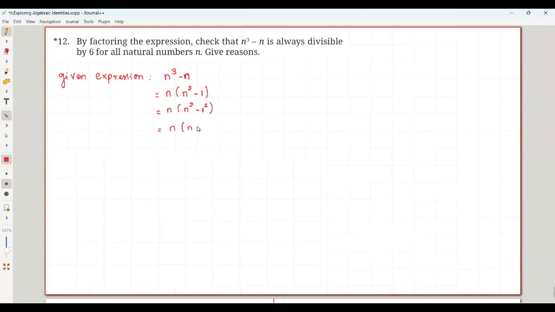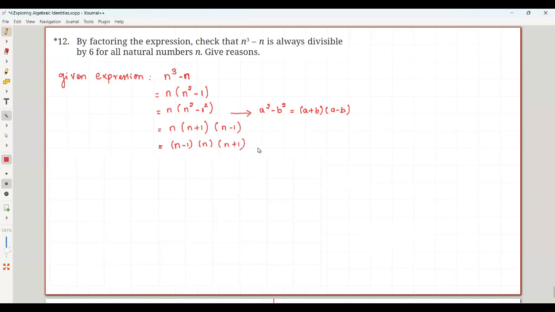So a plus b means n plus 1, and a minus b means n minus 1. Using a square minus b square is equal to a plus b into a minus b, we get n plus 1, n minus 1. This can be rearranged. I can write it as n minus 1 into n into n plus 1.